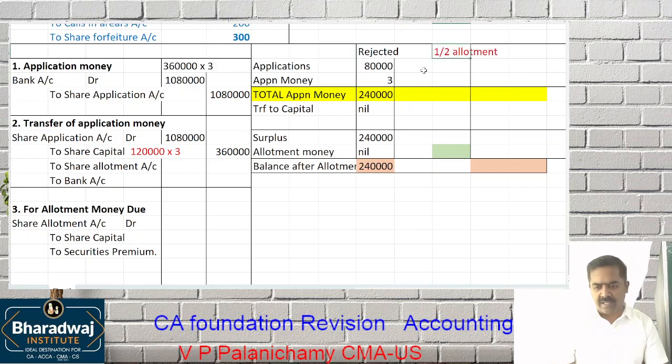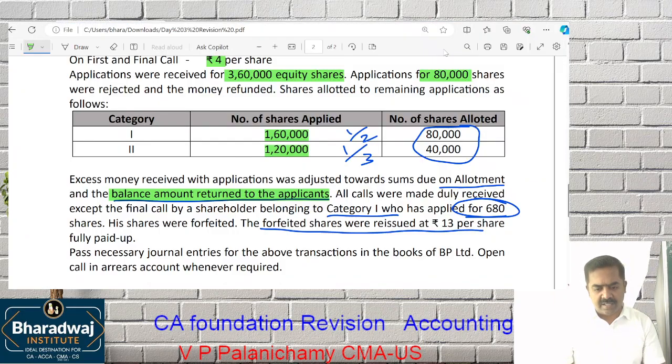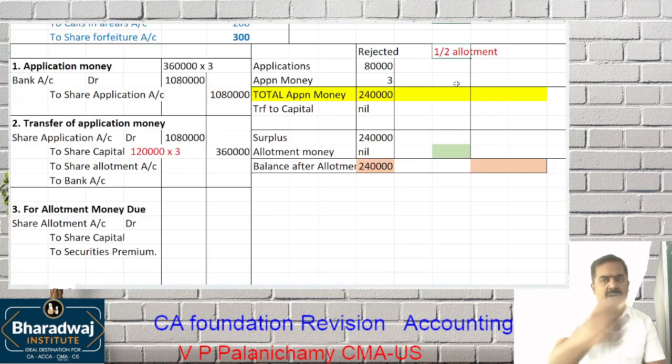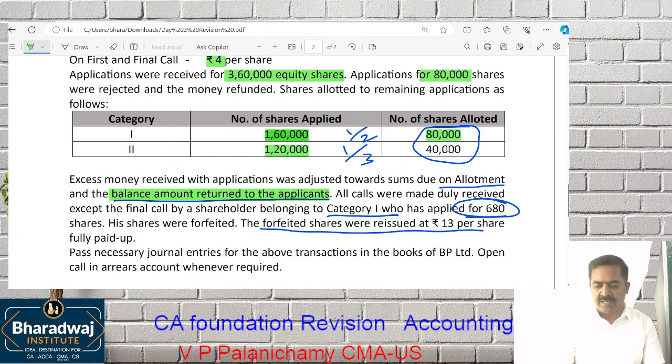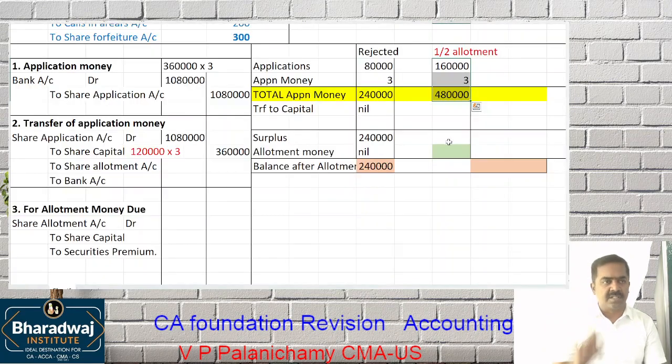Listen, look at the second category. For 1,60,000, how many shares would have been given? 80,000 shares. So how much money did they pay? 1,60,000 into 3, 4,80,000. In that, how much will be transferred to capital? How many shares are given? 80,000 shares into what is application money? 3. 2,40,000 will be transferred to capital.